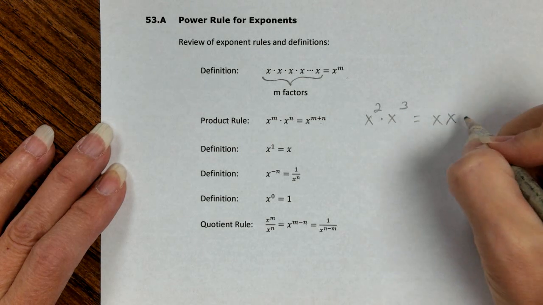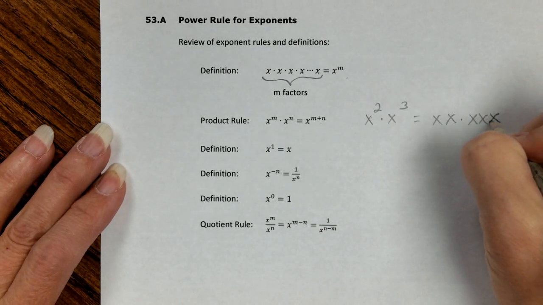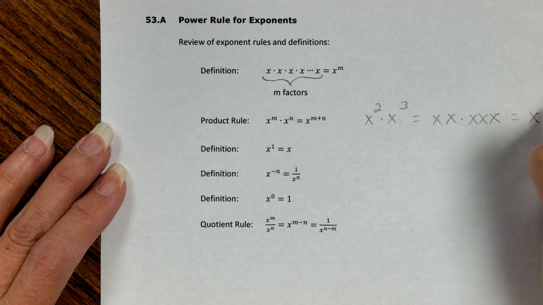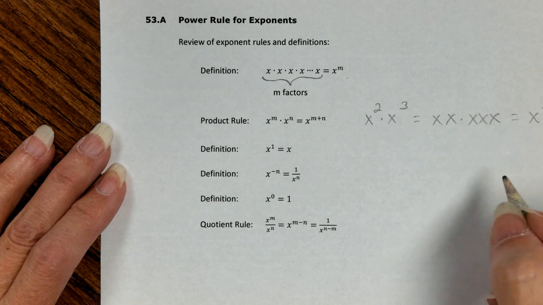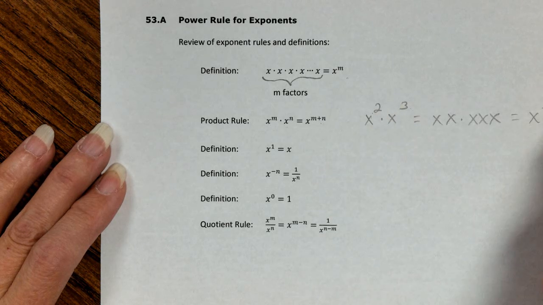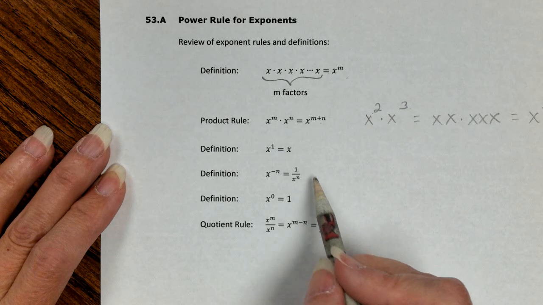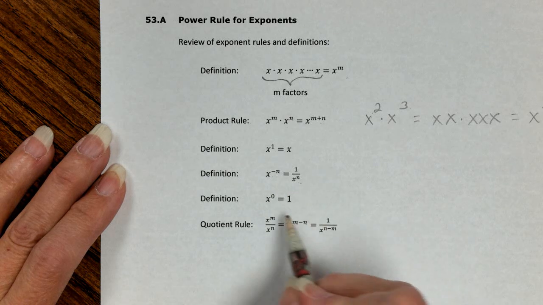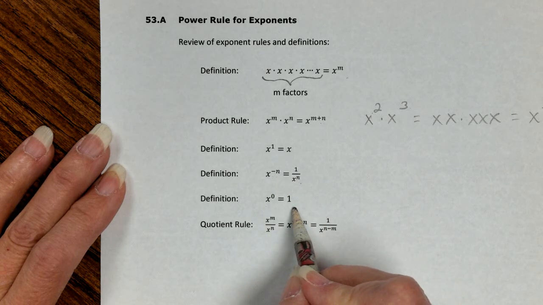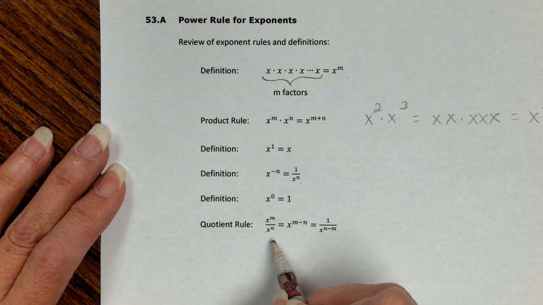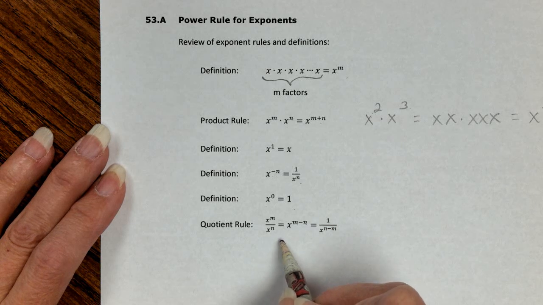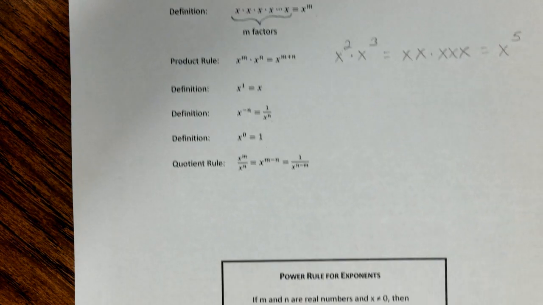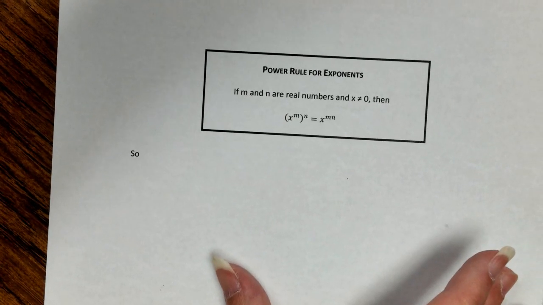X squared is x times x. If we multiply that times x to the third, that's a total of 5 x's being used as a factor, and so that you add. Some other definitions here. Cross the line to change the sign of the exponent. Anything to the 0 power is equal to 1. And then more recently we had the quotient rule, and that is where when you're dividing you subtract the exponents. Multiplying you add, dividing you subtract.